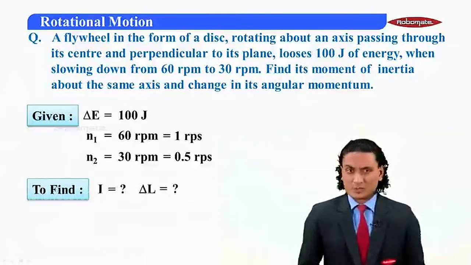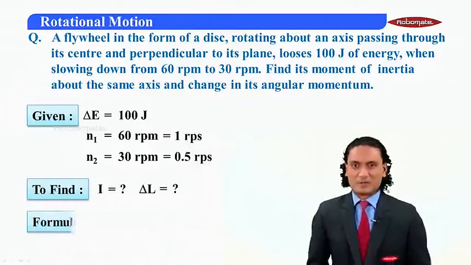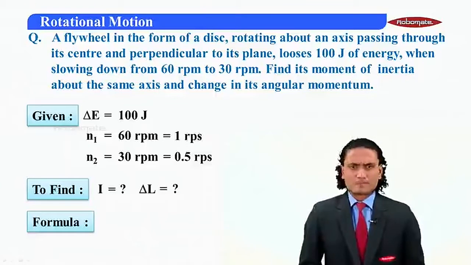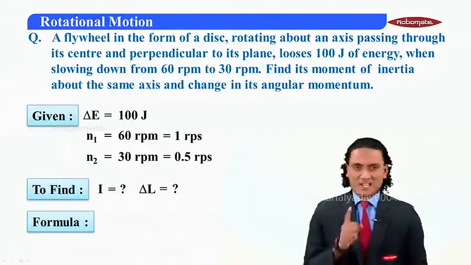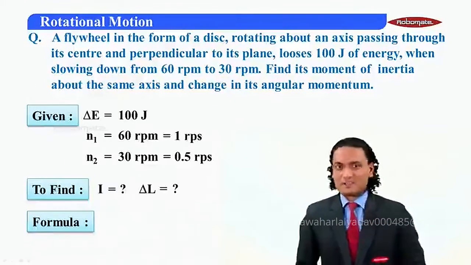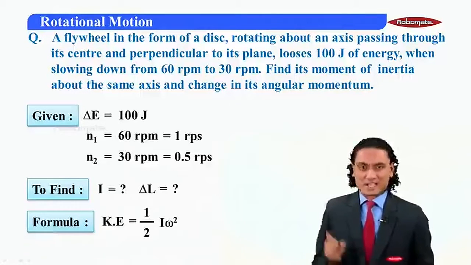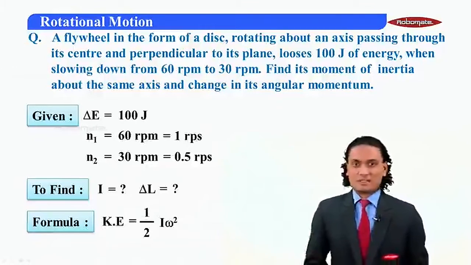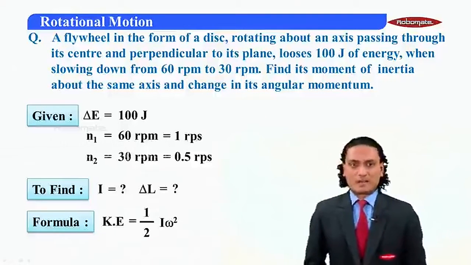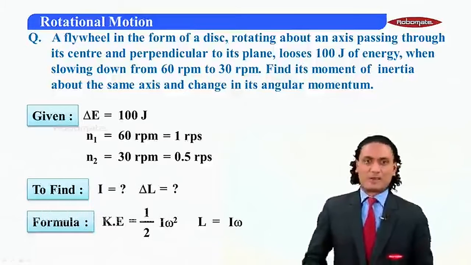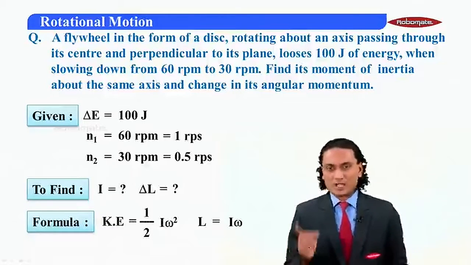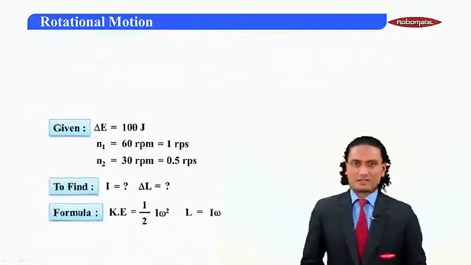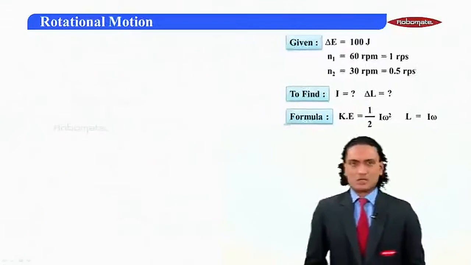What is the next step students? Yes, next step is your favorite one, the formulas. Now students, what formula can I use over here? Yes, good. First I can use the formula of kinetic energy of a rotating body. Kinetic energy is half I omega square. Then for angular momentum, I know the angular momentum of a rotating body is I omega. So these two formulas I can use and I can get what is I and what is delta L. Let us move on to the solution part.